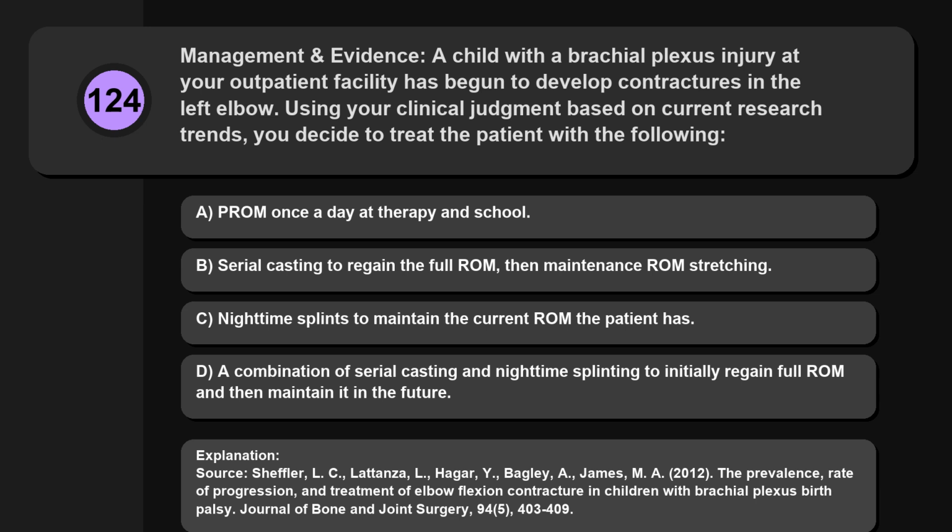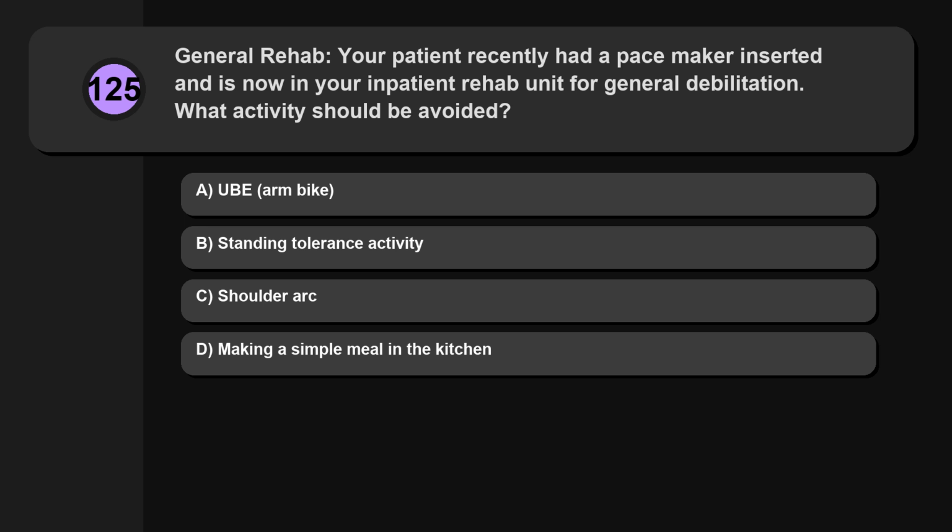403-409. Question 125. General rehab. Your patient recently had a pacemaker inserted and is now in your inpatient rehab unit for general debilitation. What activity should be avoided?